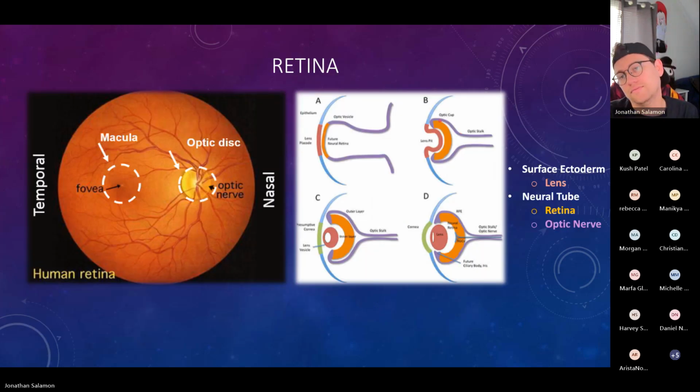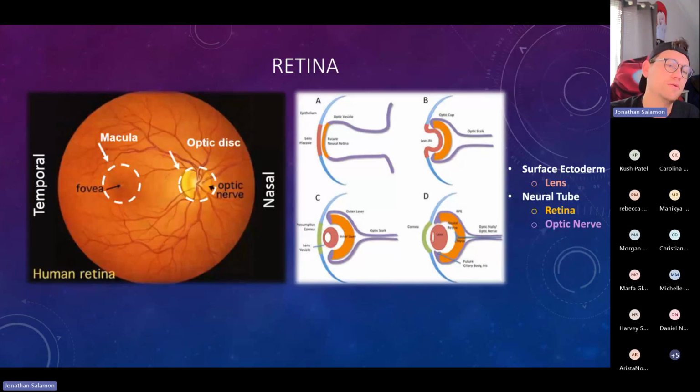The retina, I'm not big on embryology, but maybe it's worth remembering. The lens comes from the ectoderm. That makes sense, it's like the front kind of, right? And then the retina and the optic nerve come from the neural tube. That should make sense because the retina and the optic nerve basically butt off from the brain, and the brain comes from the neural tube.